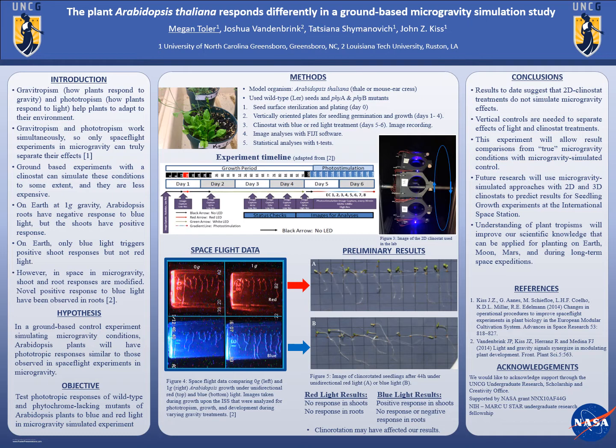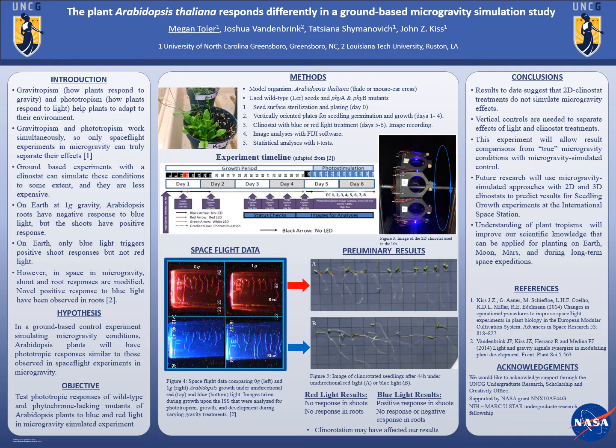On Earth in 1G, the shoots of the plants, which are the top green leafy parts, have a positive response to blue light, meaning the shoots of the plants grow towards blue light. The roots, or the bottom parts of the plants, have a negative response to light, meaning the roots grow away from the light. Under red light conditions, roots and shoots have no response to the light condition, meaning it goes straight up and down with no curvature towards the light.